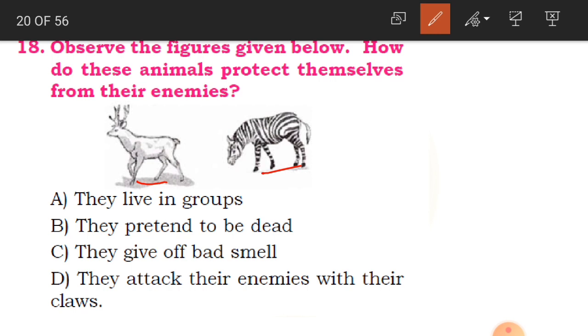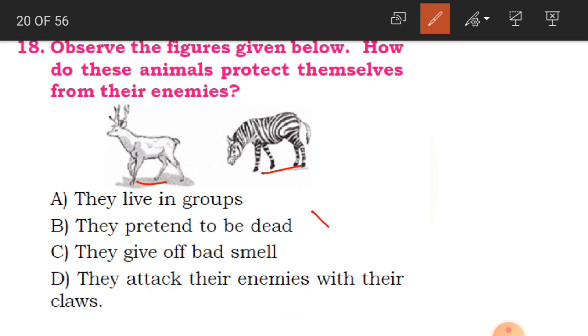A option is they live in groups. B option is they pretend to be dead. C, they give off bad smell. D is they attack their enemies with their claws. So which one, children? Do they pretend to be dead?